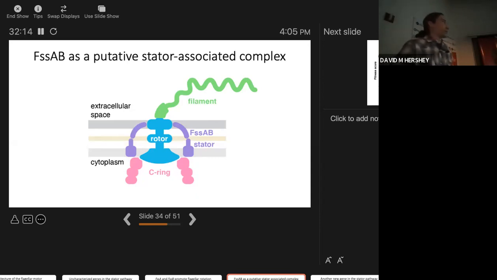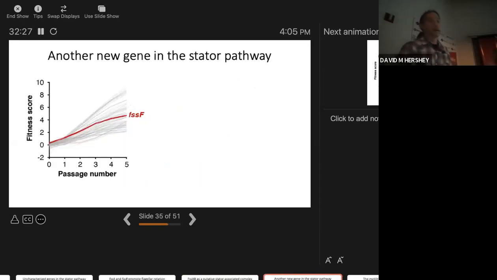But the problem with this is that we've also started to see that just taking this strictly mechanical view of how the flagellum works to control surface sensing is really not sufficient to explain all of the mutants that we identified in the screen. And so to highlight that, I'm going to highlight another uncharacterized gene. We call this gene FssF.